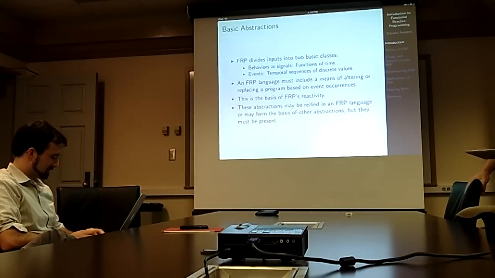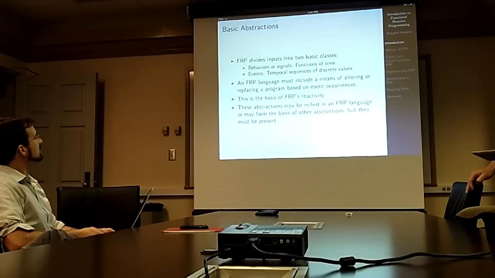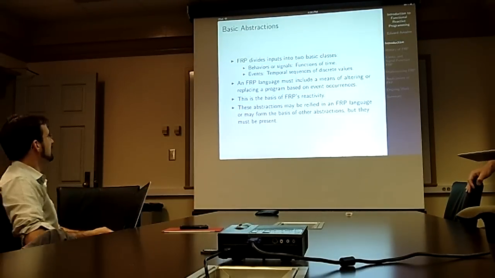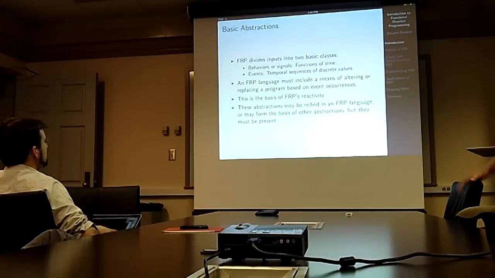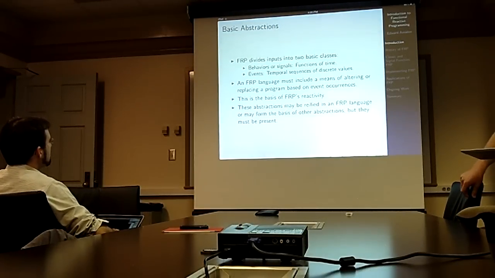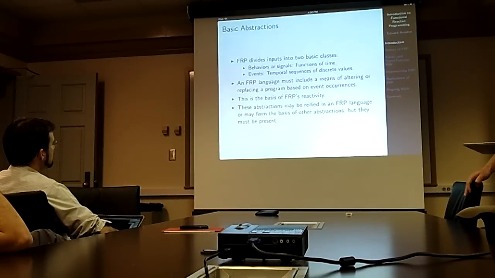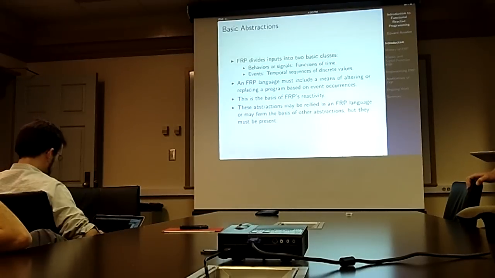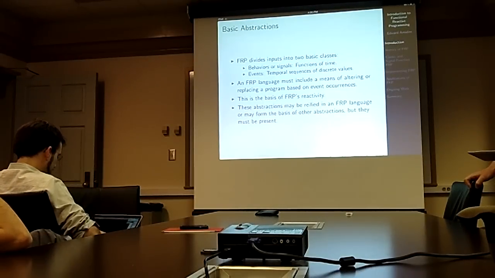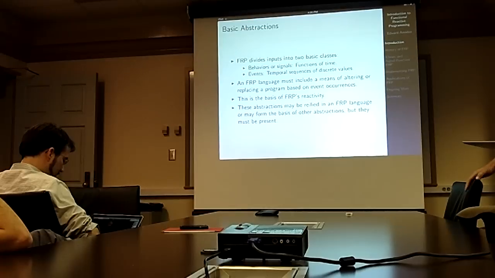So jumping right in, FRP has these two basic abstractions. There's one that, depending on which paper you're reading, will be called behaviors or signals. They're the same thing, and they're just functions of time. So they're a mapping from a point in time to a value. And we also have events, which are temporal sequences of discrete values. So they do not map every point in time to a value, but rather just certain points in time. And we tend to call each of the individual values occurrences and the whole set of values an event.